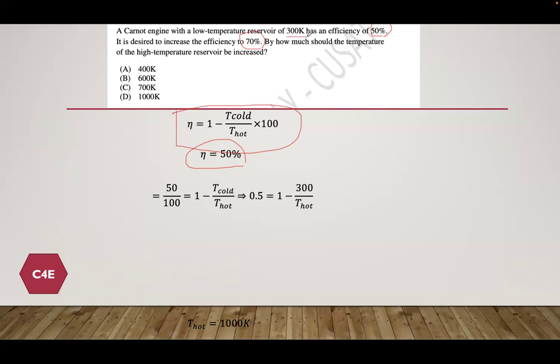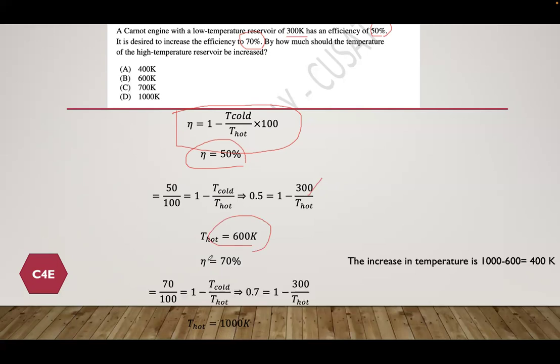So the T cold temperature is already given to you as 300 Kelvin. Substituting this, our T hot value will be equal to 600 Kelvin. After that, we are substituting eta equal to 70%, and substituting this again, we will get our new T hot temperature as 1000 Kelvin. As you can see, by mistake I have put this in the other region of the slide. But as you can see over here, if you solve for this question, the same formula is substituted two times. First in the case of 50% efficiency, and second in the case of 70% efficiency. The second time we get the value as 1000 Kelvin.